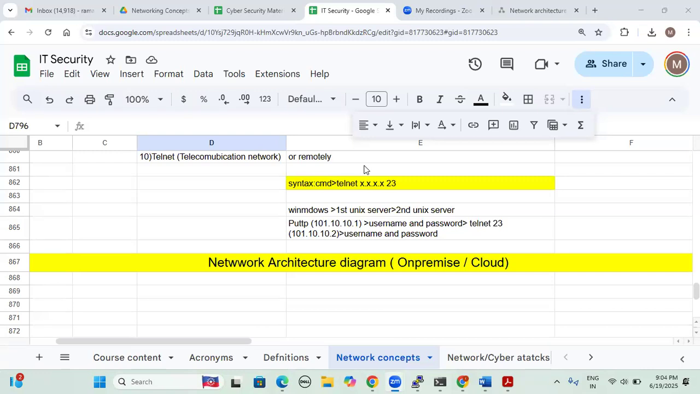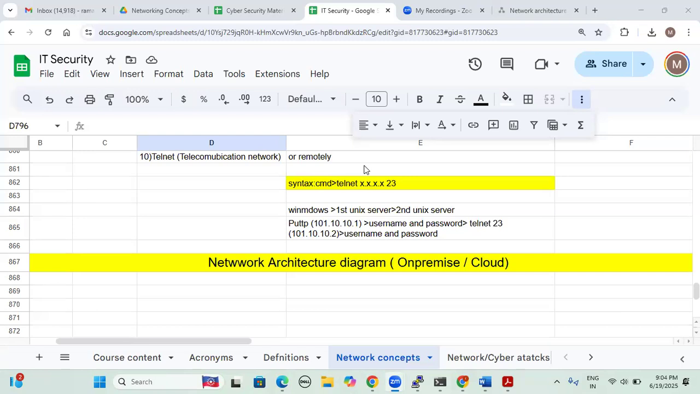So in yesterday's class, we discussed networking commands, and those commands we can use regularly in our day-to-day life for troubleshooting, incident investigation and forensic analysis, even for implementation purposes also.